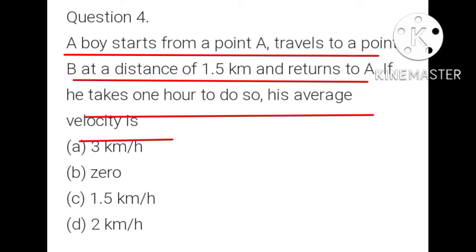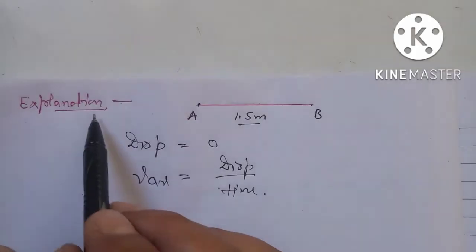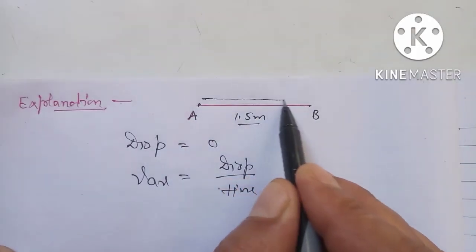Question number 4. A boy starts from a point A, travel to a point B at a distance of 1.5 kilometer and return to A. If he takes 1 hour to do so, his average velocity is option A 3 km per hour, option B 0, option C 1.5 km per hour, option D 2 km per hour. Explanation. The boy starts moving from point A and reaches at point B.